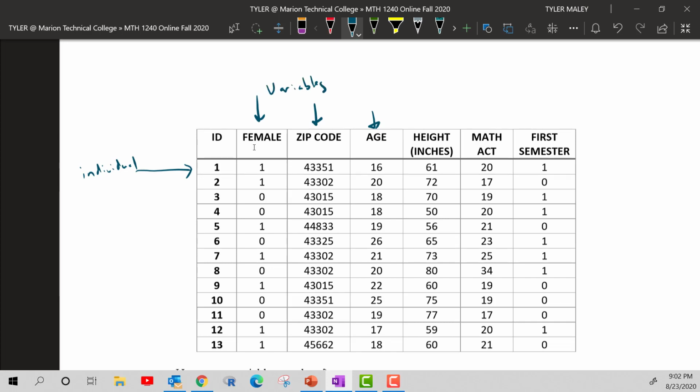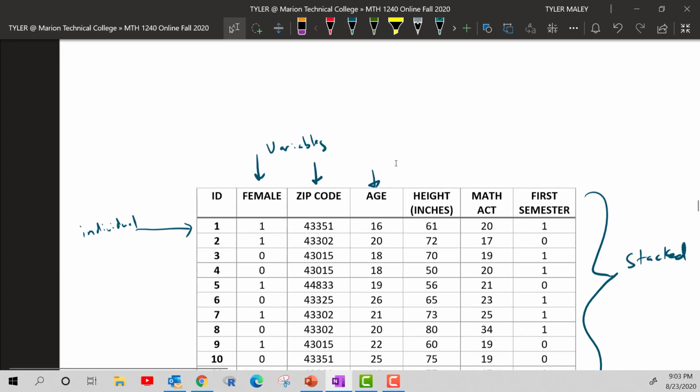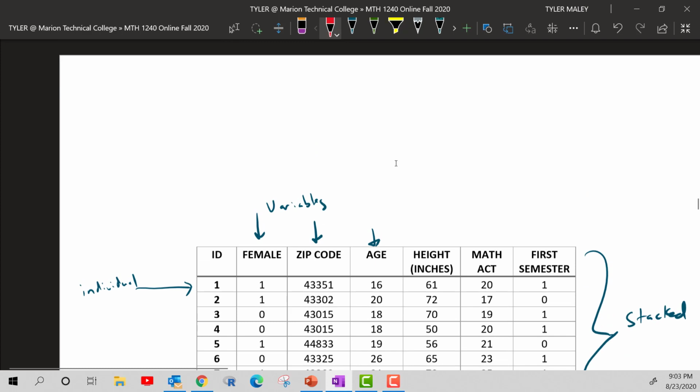This is what we call a stacked format for storing your data. Everything is stacked on top of each other. So you have person 1, and then below that's person 2. All the people are stacked on top of each other. The kind of opposite of that would be unstacked. So what would an unstacked data set look like?